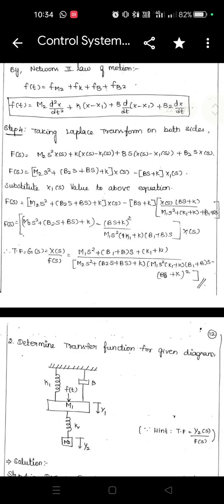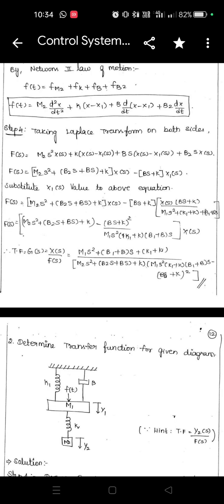So after the substitution I'm taking x of s as a common term because it's common for both elements after substitution of x1 of s. So I'm getting this equation.